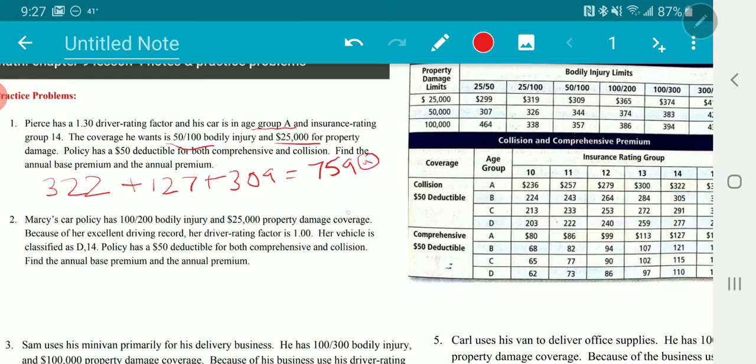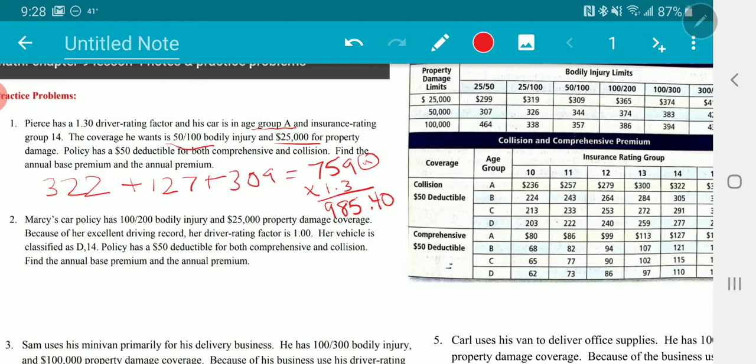Okay, all you have to do to find your annual premium then is multiply by that driver rating factor of 1.3 in this case. When you do so, you get the actual annual premium, which is $985.40.